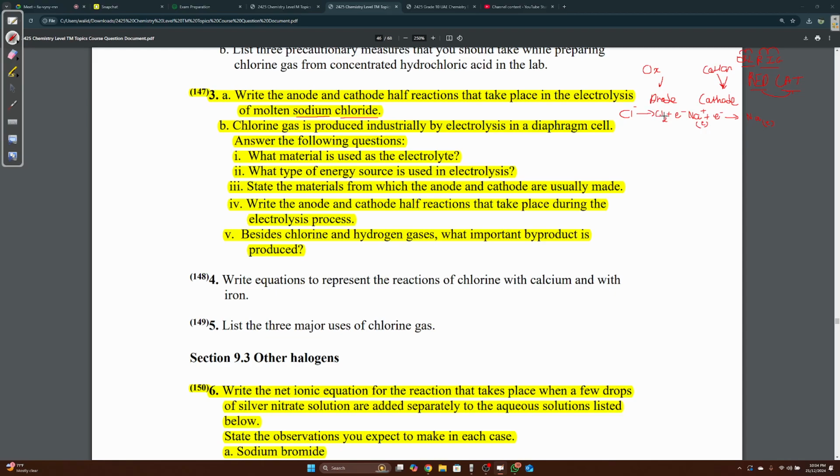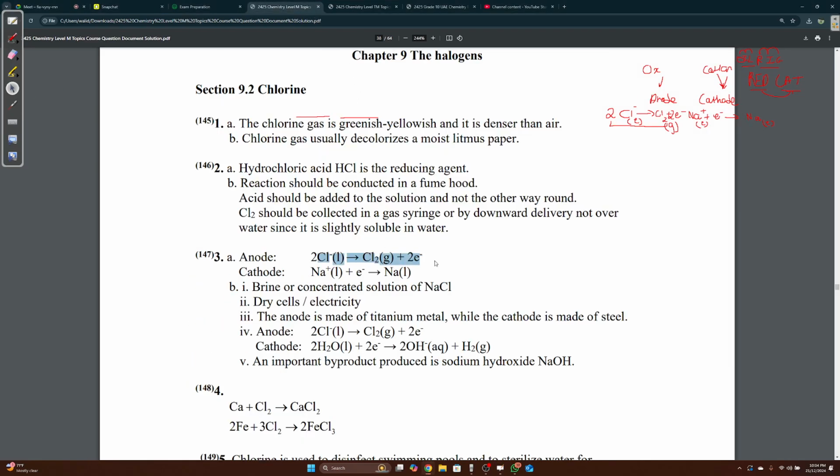So you have 2 chlorines here. If you want to balance it, you need to put the 2 here. Now you have 2 Cl-, Cl2. Is it enough to have 1 electron? No, we have 2 minuses, so it should be 2 electrons. Very easy. This is the anode. But don't forget, it started as a liquid and became a gas. It doesn't say liquid at the end because chlorine is a gas. Let's check this.